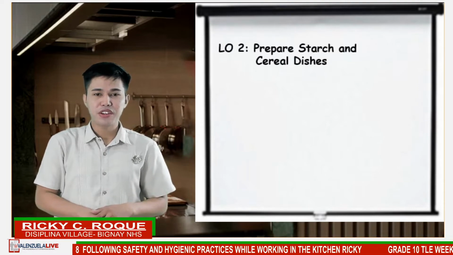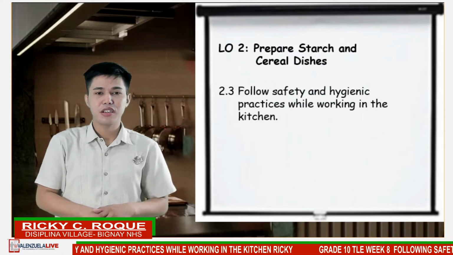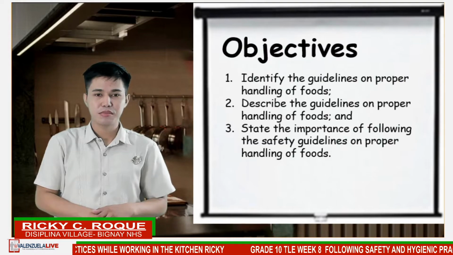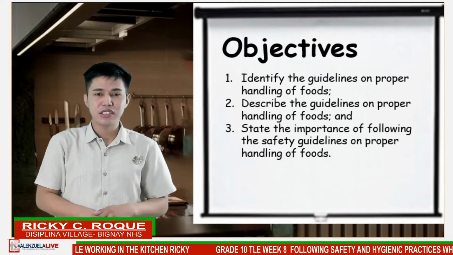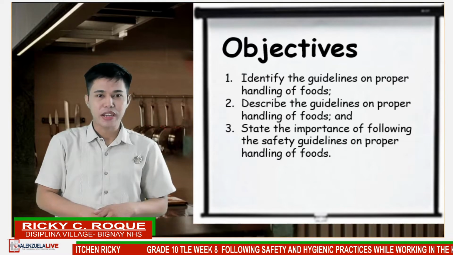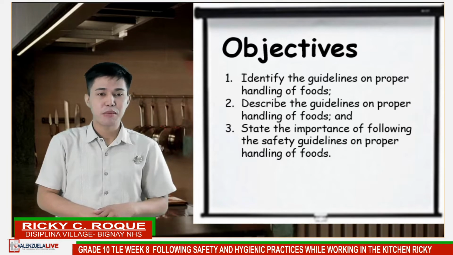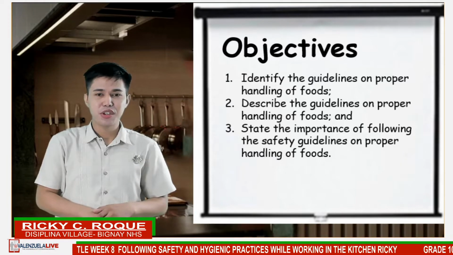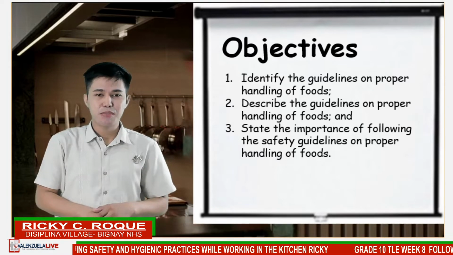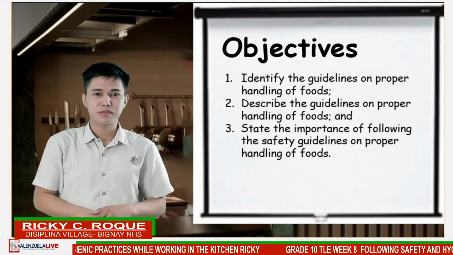LO2, prepare starch and cereal dishes with a sub-skill of 2.3, following safety and hygienic practices while working in the kitchen. At the end of the lesson, learners are expected to do the specific objectives. Number 1, identify the guidelines on proper handling of foods. Number 2, describe the guidelines on proper handling of foods. And number 3, state the importance of following the safety guidelines on proper handling of foods.